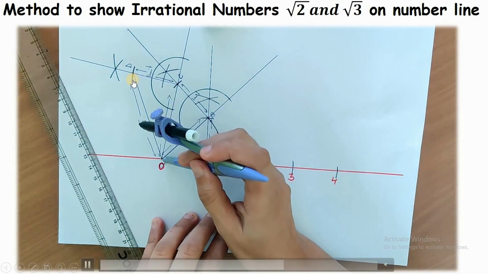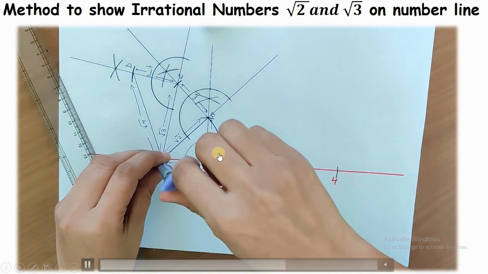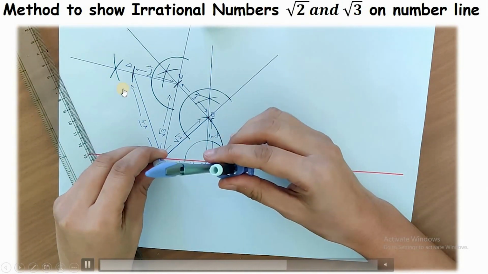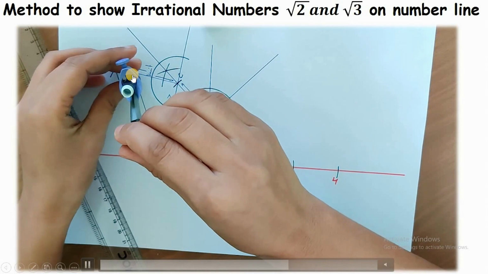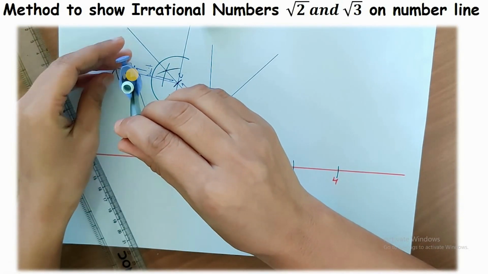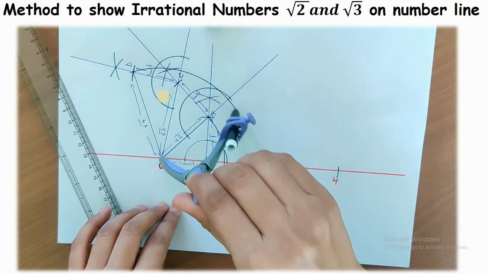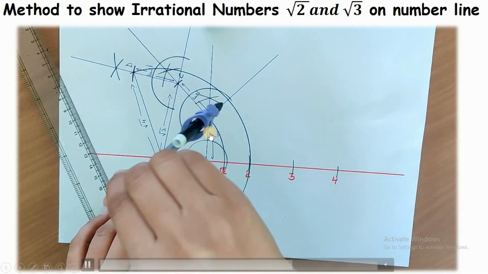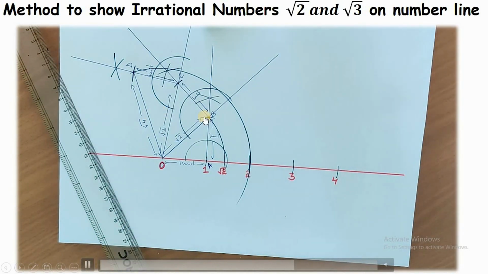So square root of 4, this length should pass through 2 on the number line, isn't it? So we'll see whether it's passing through 2 or not. Measure this OD with the help of a compass and draw an arc. Now here you see that it passes through 2. Therefore our construction is correct.